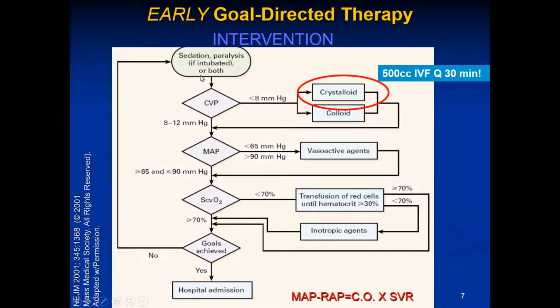So patients were stabilized. They had a central line placed. They had their central venous pressure monitored. They were resuscitated with crystalloid. And what was interesting in 2001, it doesn't seem so now, but 500 cc's of fluid every 30 minutes for a medical patient was a lot of fluid.